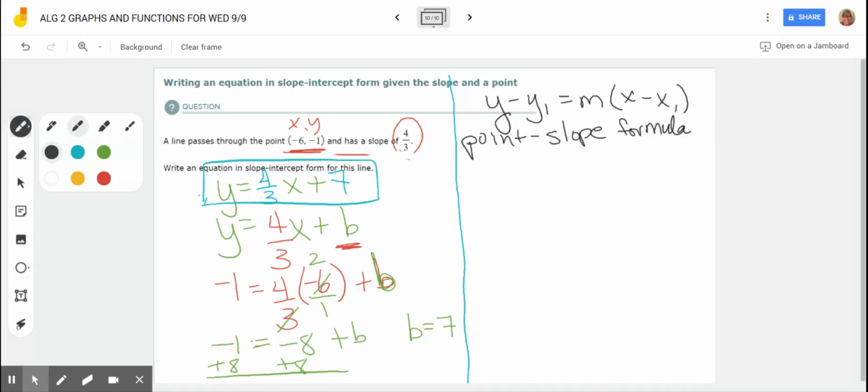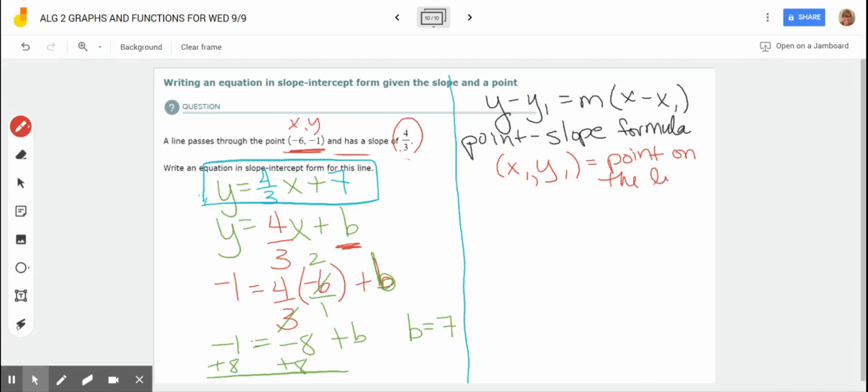Okay, what's key in this point slope formula is that this x and this y are the x and the y in the equation. They are the ones that end up at the end. The x1 and the y1 is the point. x1, y1 is the point that they give you, a point on the line. And then you plug things in and solve. And this is how it works.